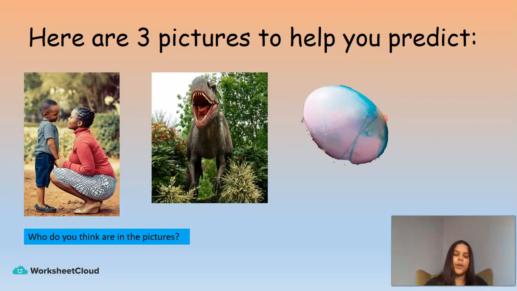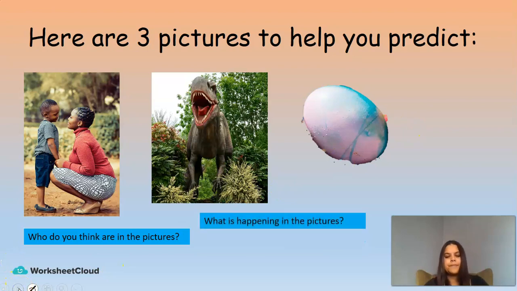I know I see a boy. Could this possibly be his mom? Okay, and then what does a dinosaur have to do with anything? And then there's a dinosaur egg. So now we can see that there's something going to happen with the dinosaur and the dinosaur's egg. Okay, what is happening in the pictures?